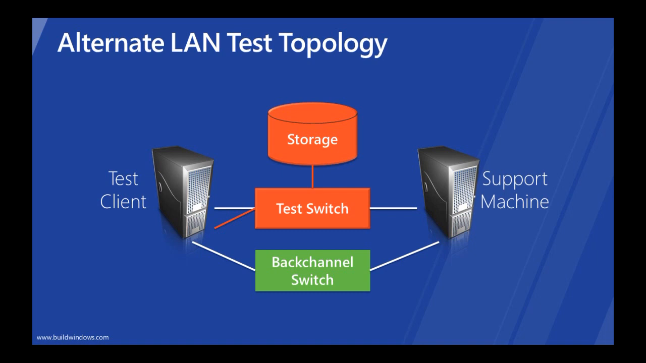The other big change is the storage. Some features like RDMA and QoS, or data center bridging, require some type of network-based storage in order to adequately test the feature. So we introduced this storage, which could represent Fibre Channel over Ethernet, or iSCSI, or some SMB share, which may actually be on the support machine. Nonetheless, network-based storage needs to exist for some of the QoS tests.